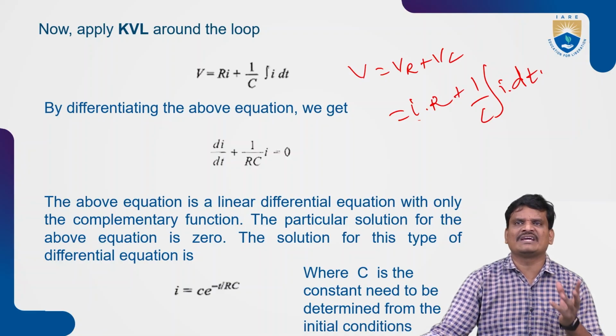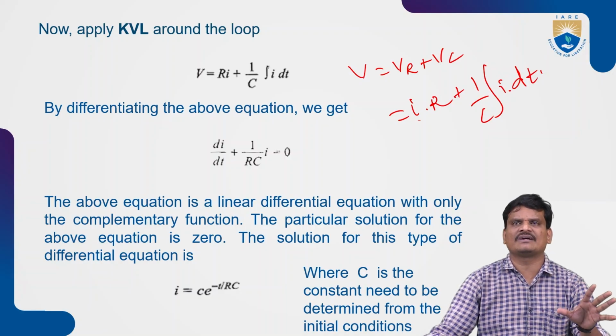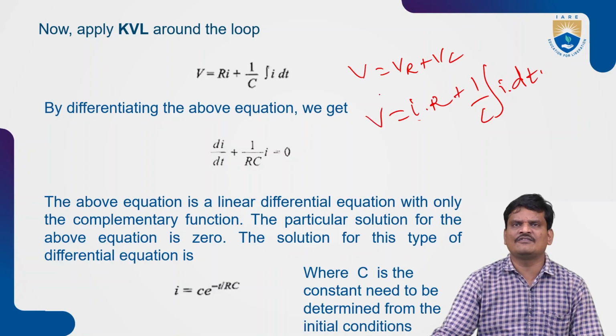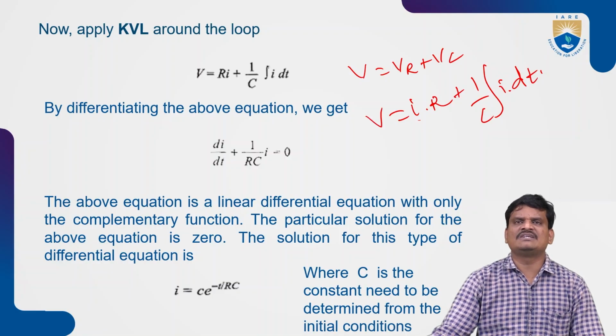I am trying to calculate the complete solution of current, that is the DC response of a current from a particular circuit. But here I have got the expression for the value of voltage. Now in the next step, I will take the differentiation of the above equation.